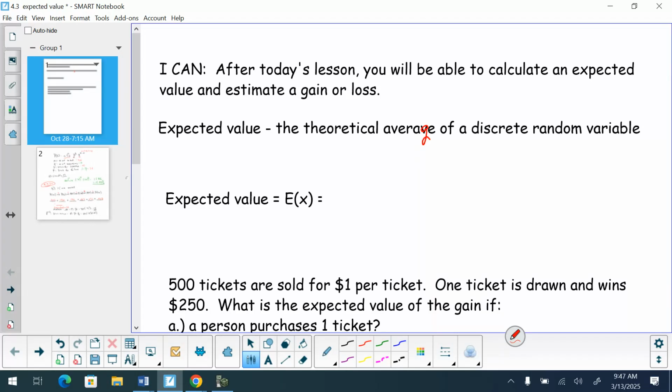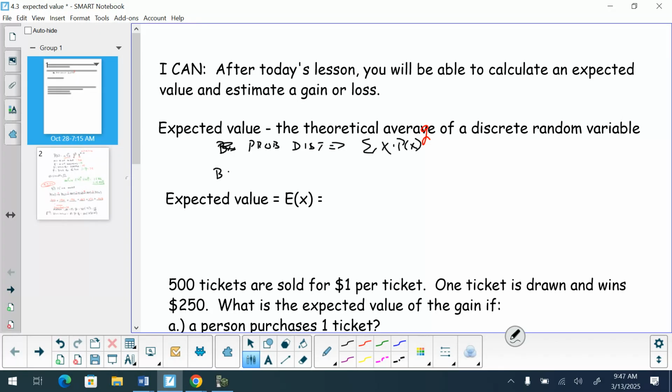Okay, expected value is the theoretical average of a discrete random variable. Okay, we've talked about that. We have 2 different theoretical averages. When we were talking about just binomial probability distribution, this was your sum of your x times p of x. That's what we talked about 2 days ago.